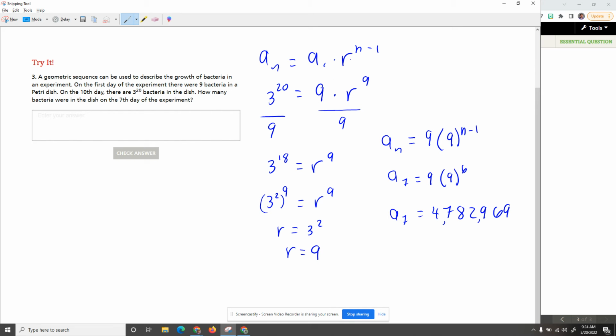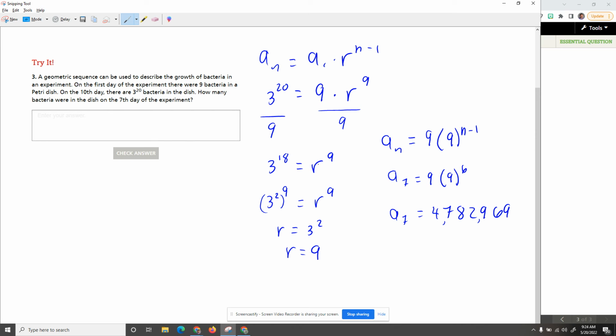So we start with the general form of the explicit definition. We know that on the 10th day, there's 3 to the 20th. On the first day, there's 9, right? And then since the 10th day, the exponent would be 9. We're going to isolate the power first by dividing both sides by 9. Since 9 is 3 squared, 20 minus 2 is 18. So it's 3 to the 18th. So you get 3 to the 18th is equal to r to the 9th.